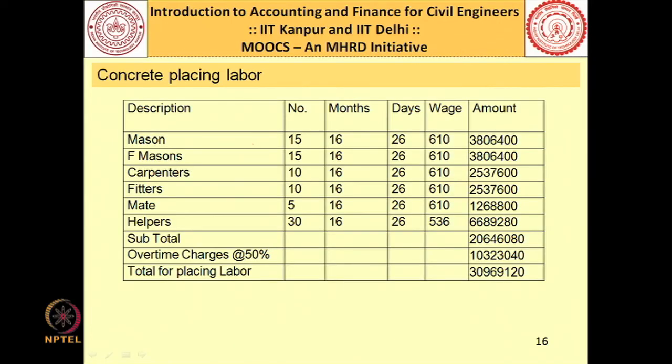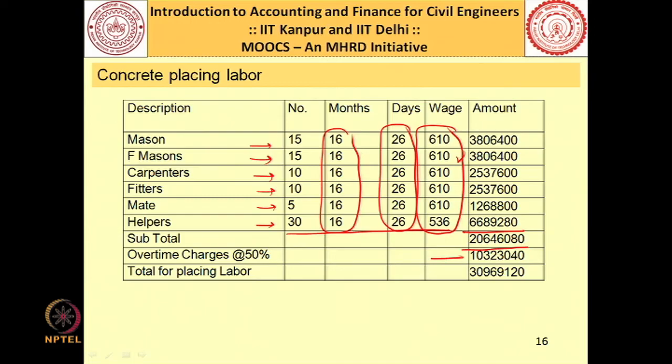So I have assumed 15 number masons, 15 finishing masons, 10 carpenters, 10 fitters, 5 mates and 30 unskilled workers. So you can calculate the cost in the same manner. They are there for 16 months, 26 days in a month. The wages are varying. For unskilled it is 536, for semi skilled it is 610. Here also I am adding overtime charges of 50%. So this gives me total for my placing labor.